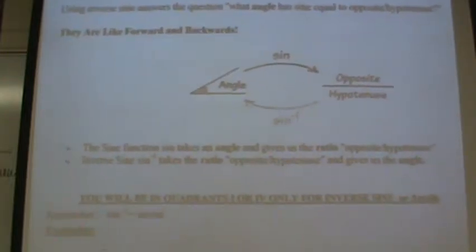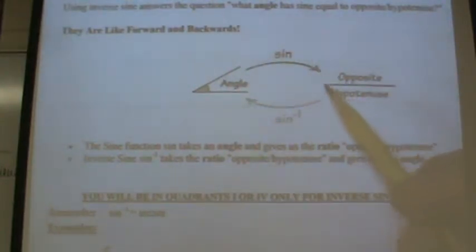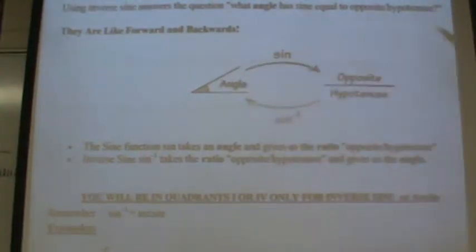So when we talk about the inverse, we're going to use it to find different things and to answer different questions. So when you use the inverse sine, it answers the question, what angle has sine equal to opposite over hypotenuse? So that's kind of a confusing statement. What the diagram shows is kind of like what we were talking about when we put something into a function and then we did the inverse function.